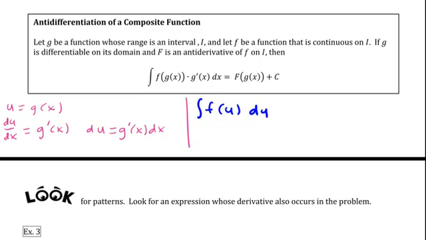They told us up above that capital F is the antiderivative of little f. So if I integrate little f, this is just like backwards chain rule is how I would think of it, then you're going to go ahead and get capital F, remember g was u, capital F of u plus c. Remember, math is case sensitive, guys. Make sure you're writing little f and capital F.